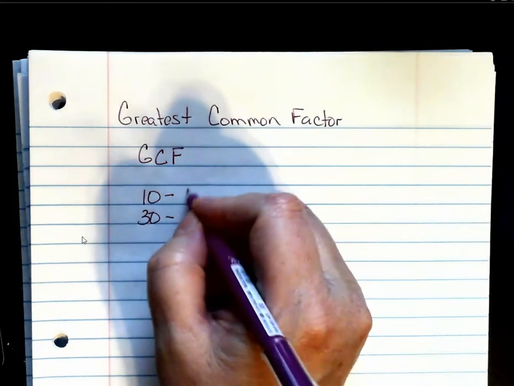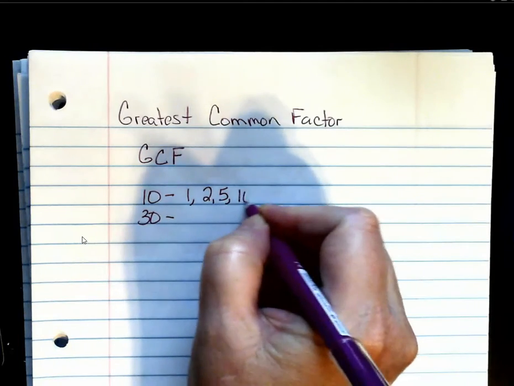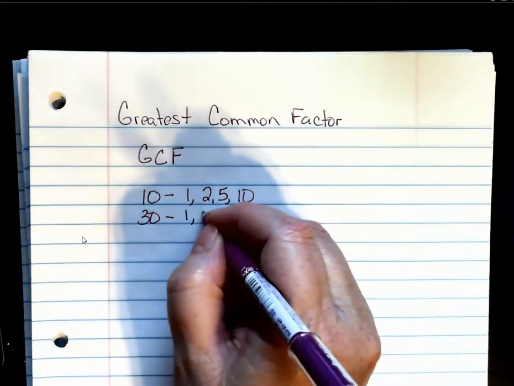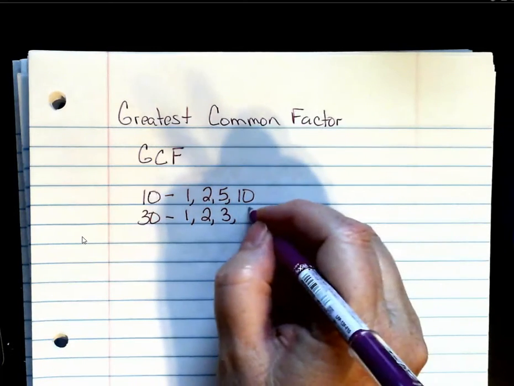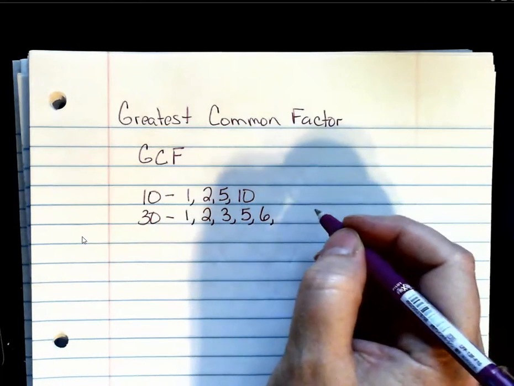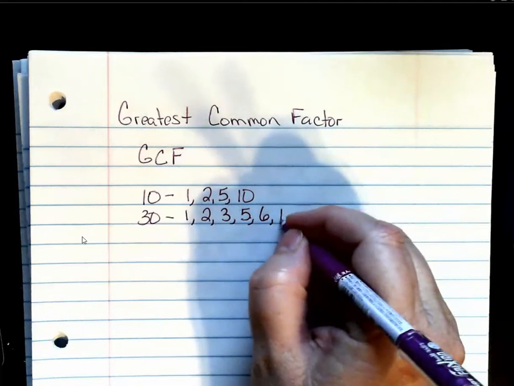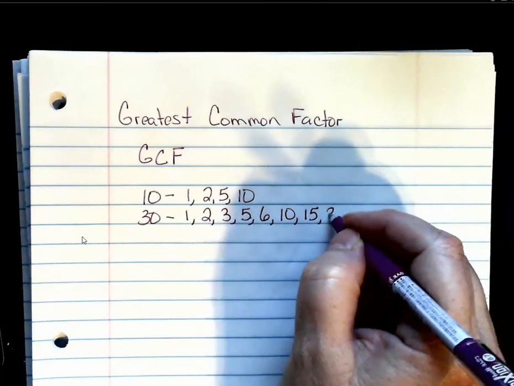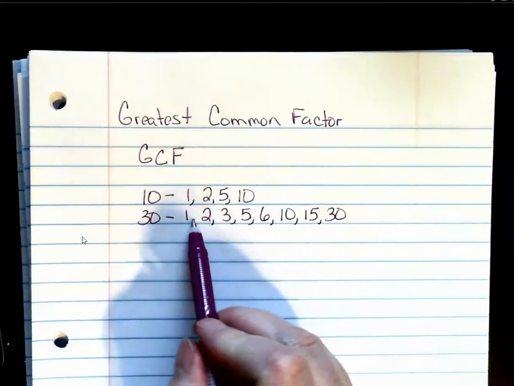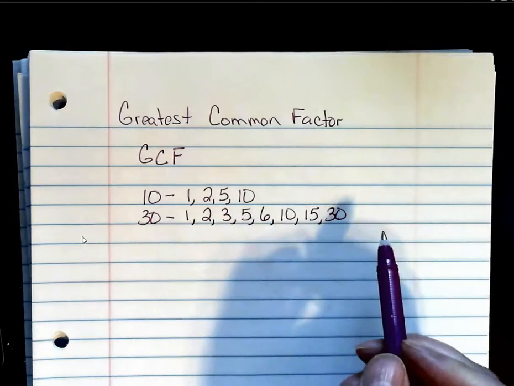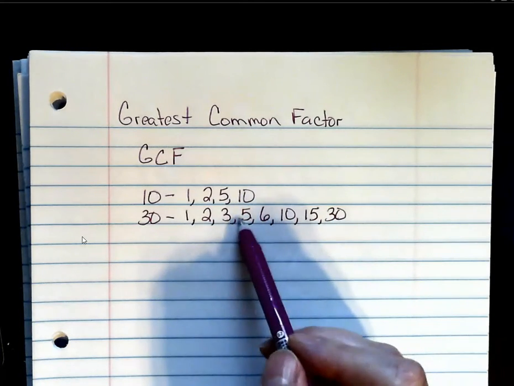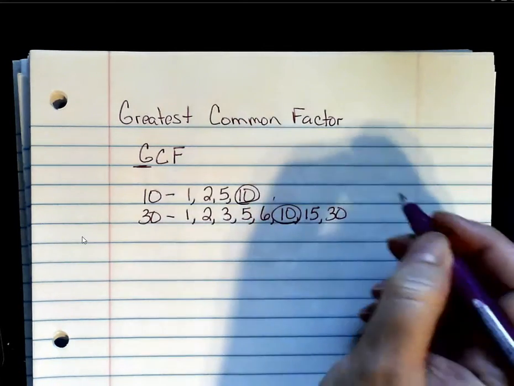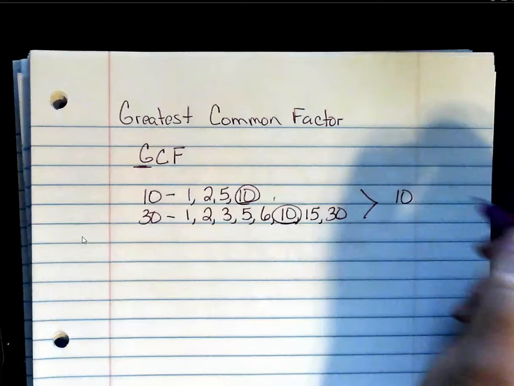The factors of 10 are 1, 2, 5, and 10, and that's what two numbers will multiply to give you 10. And 30 would have been 1, 2, 3, 5, 6, 10, 15, and 30. So then you would look at the two sets of data and ask what's the largest number between them. And it would be 10. So the greatest common factor of these two numbers would be 10.